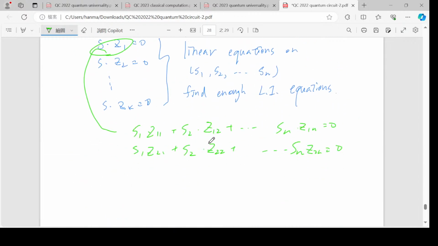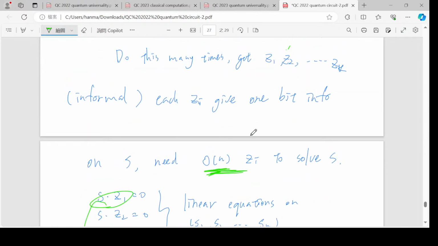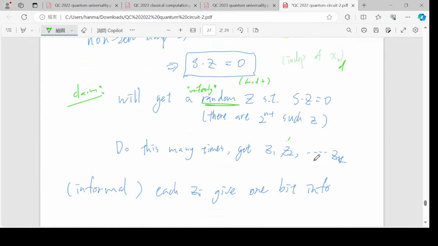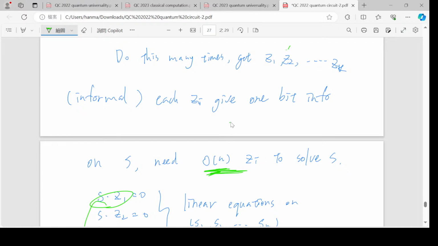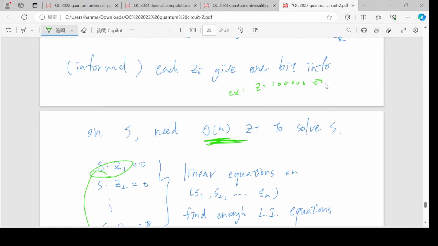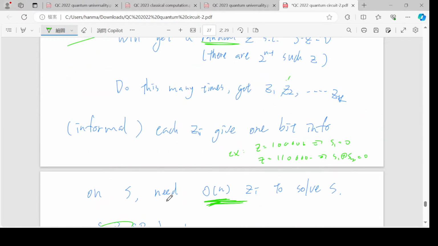We have a very informal argument saying that whenever you get one measurement of z, you get one bit of information on s. For example, if you get z equal to 10000, then you know s1 equals 0, and say you have z equal to 110000, then you know s1 plus s2 equals 0, etc. So we have this really loose claim that every z will give you 1 bit of information on S, and so you need about order n z to get the whole n-bit string S.